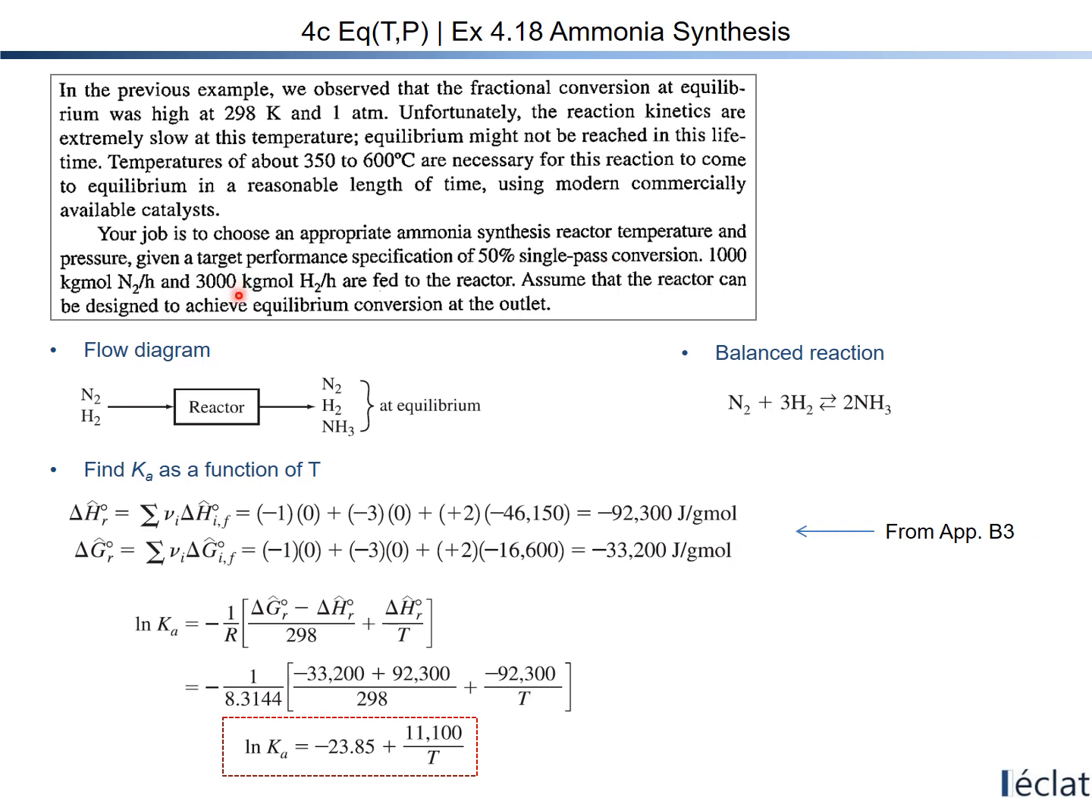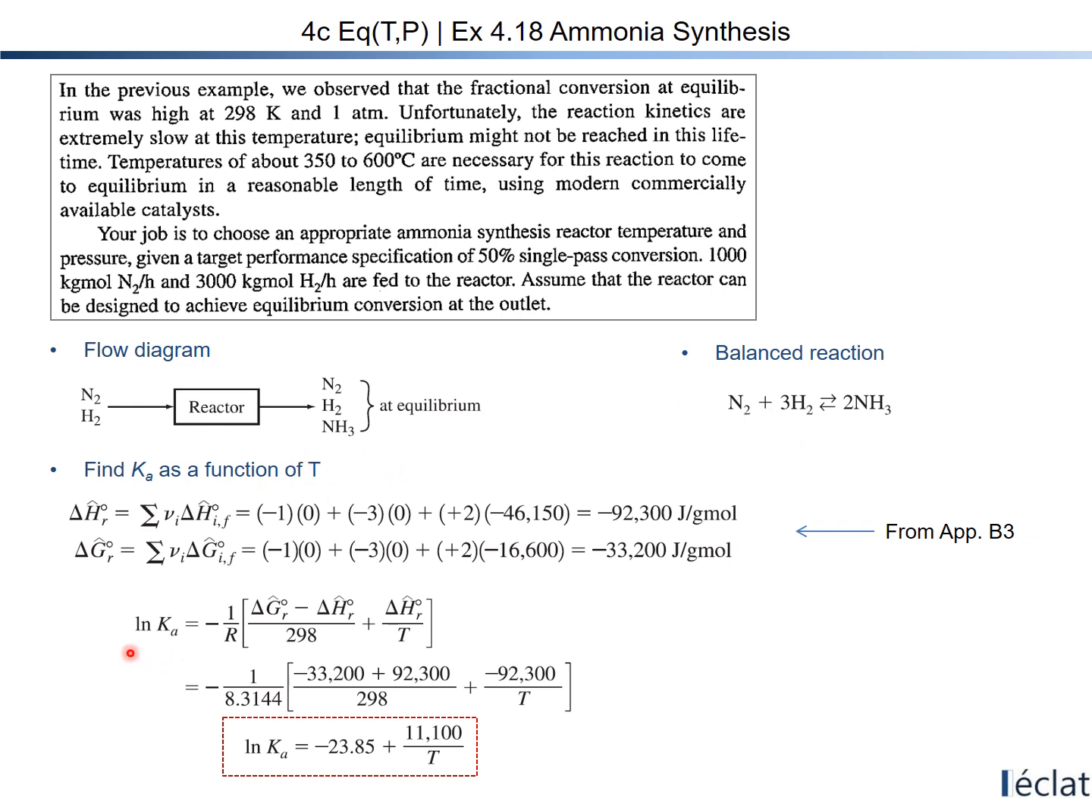1000 and 3000 kilogram mole nitrogen and hydrogen per hour are fed to the reactor, so it means the input flow rates are given to you. Assume that the reactor can be designed to achieve equilibrium conversion at the outlet. So we have still the same flow diagram, and the balanced equation is here, and let me think about the equilibrium constant as a function of temperature.